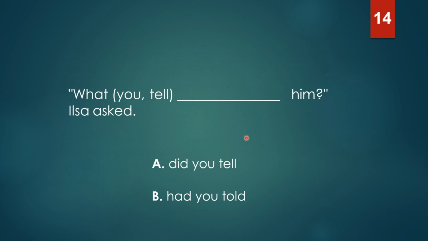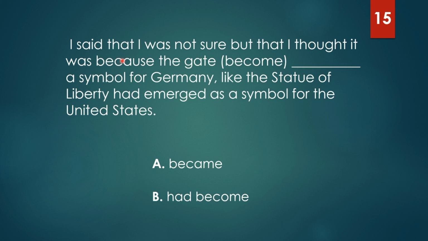Number fourteen, what? Well, a simple question about past. What did you tell him? And finally, I said that I was not sure, but that I thought it was because the gate, a symbol of Germany. Well, it was printed, the gate's picture was printed on the coins in the past. Why was it printed? Because before that, it had become a symbol. Printing the gate on the coins is an action in the past, and becoming the symbol of Germany is something that happened before that.